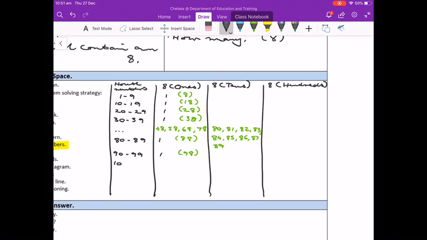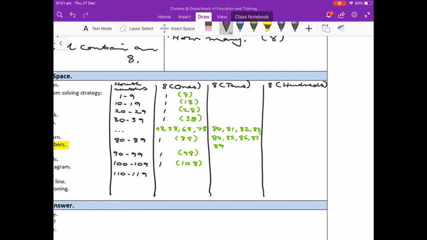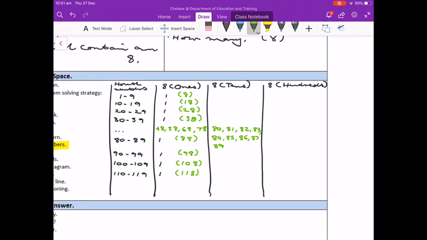From 100 to 109, we again have 1, which would be 108. From 110 to 119, we would have 1, which is 118, and so on, which you would have 128, 138, and 148, all the way up to 150.